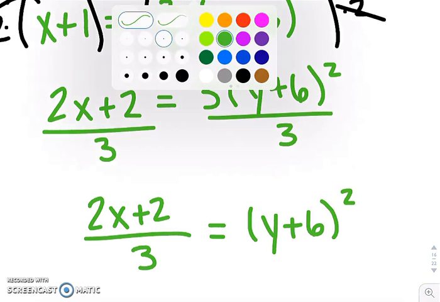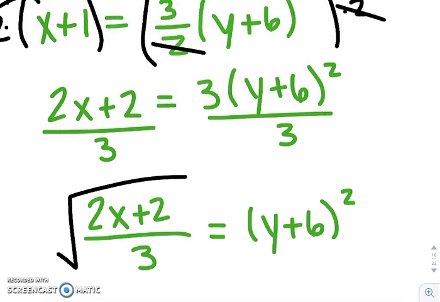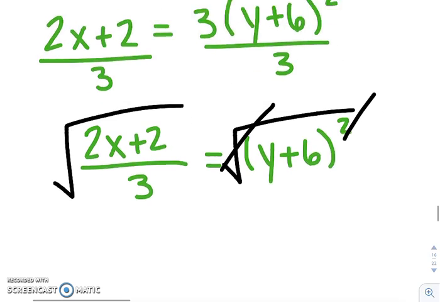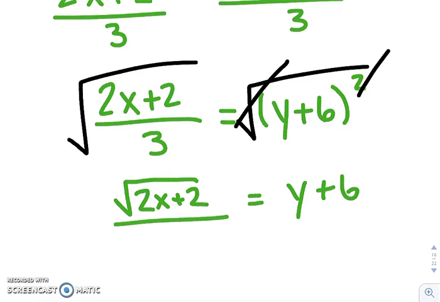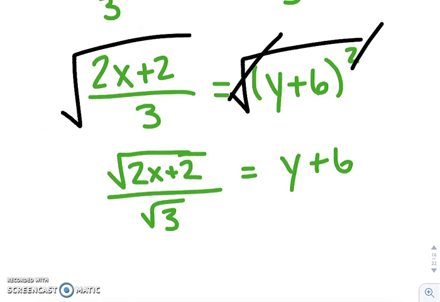So how do we undo the squared power? We're going to take the square root. That undoes that and leaves you with just y plus 6. But here's the trick. If you have a fraction on that left-hand side, we need to rationalize the denominator, because at this point, if you were to write this as 2 separate radicals, it would be the square root of 2x plus 2 over the square root of 3. So we need to rationalize this, which isn't hard, before we get rid of that 6 on the right-hand side.